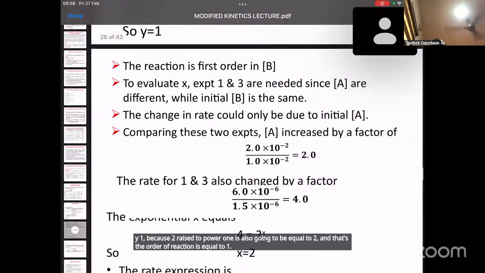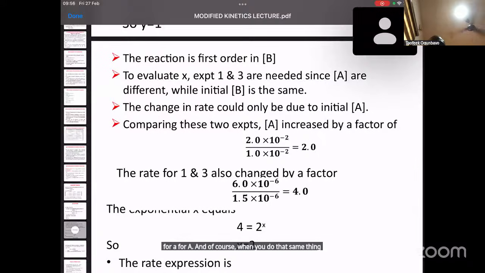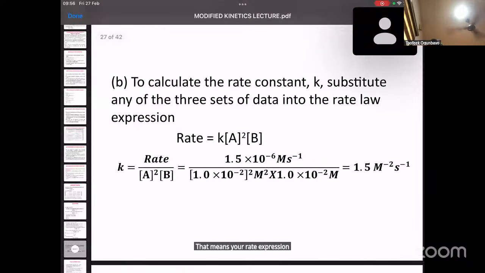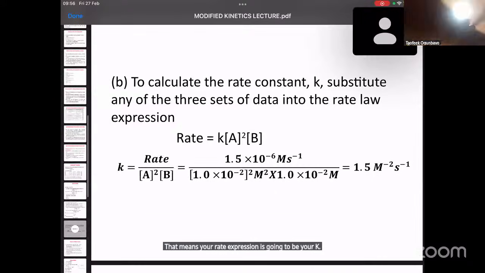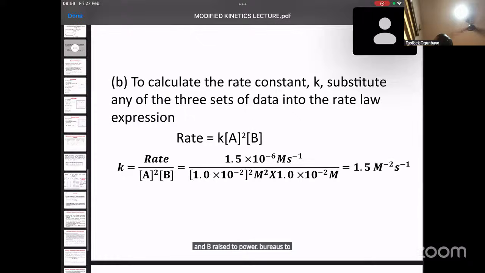You do that same thing for A. And of course, when you do that, you're going to get x is equal to 2. That means your rate expression is going to be k, [A] raised to power 2, and [B] raised to power 1. This is your rate expression now. This is your rate law. You already have your rate law.